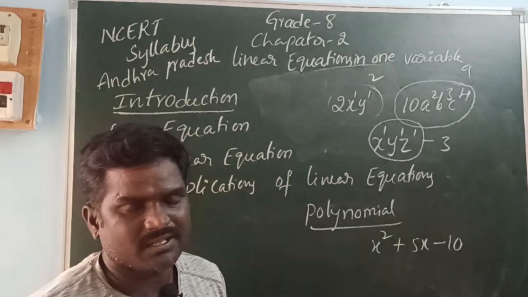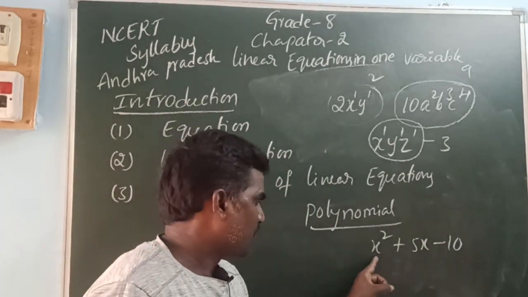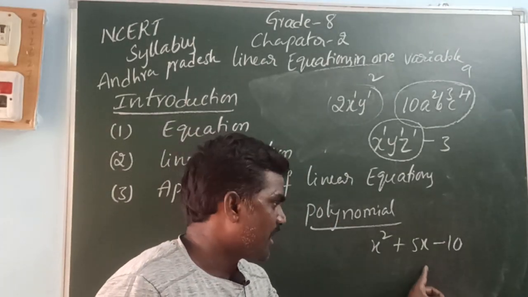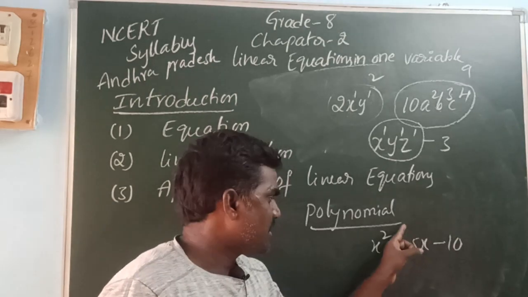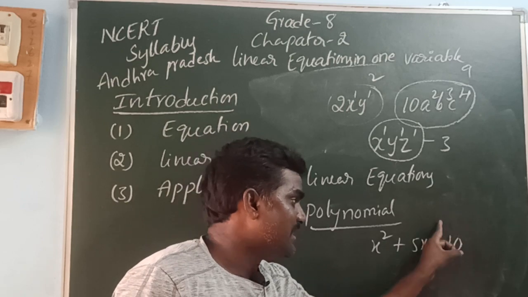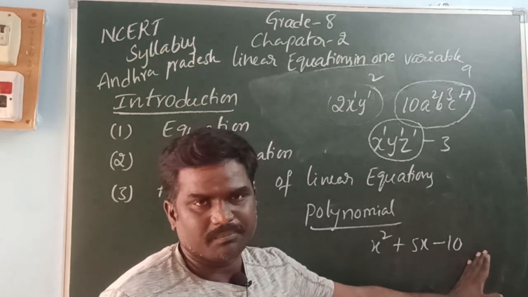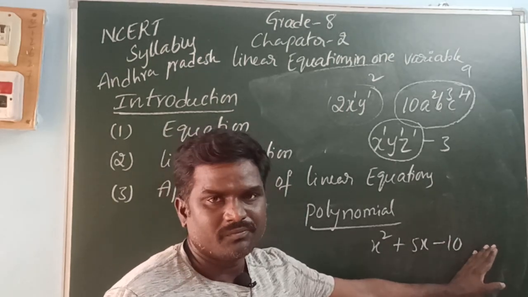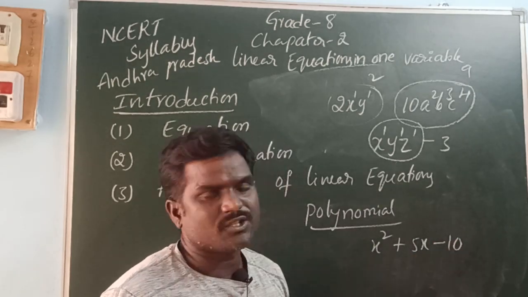Here, how many terms are there? 3 terms are there. First term x square, second term 5x, next term is 10. So its degree is how much? 2. Its degree is how much? 1. Here its degree is 0. It is a constant term. Okay, here there is no variable. So, the constant term's degree is how much?